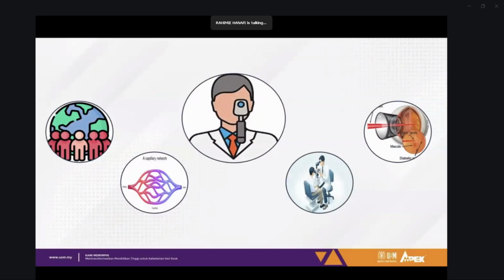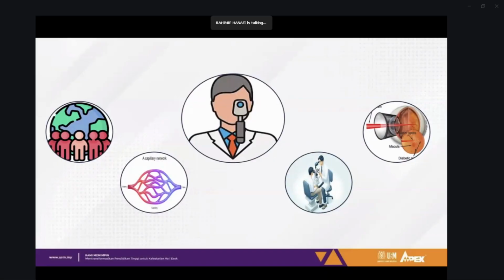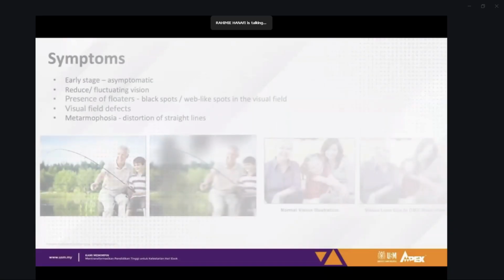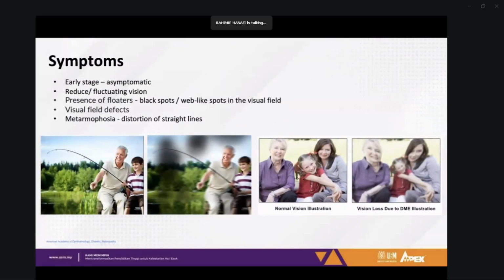Okay, next, what's our role as primary care? Patients, of course, will present to all of you before they come to us, the ophthalmology team. Some of them at the initial phase might be asymptomatic, and later on may have reduced or fluctuating vision due to lens changes or macular edema, and they might have floaters later on. The patient may describe them as black spots or web-like spots in the visual field.